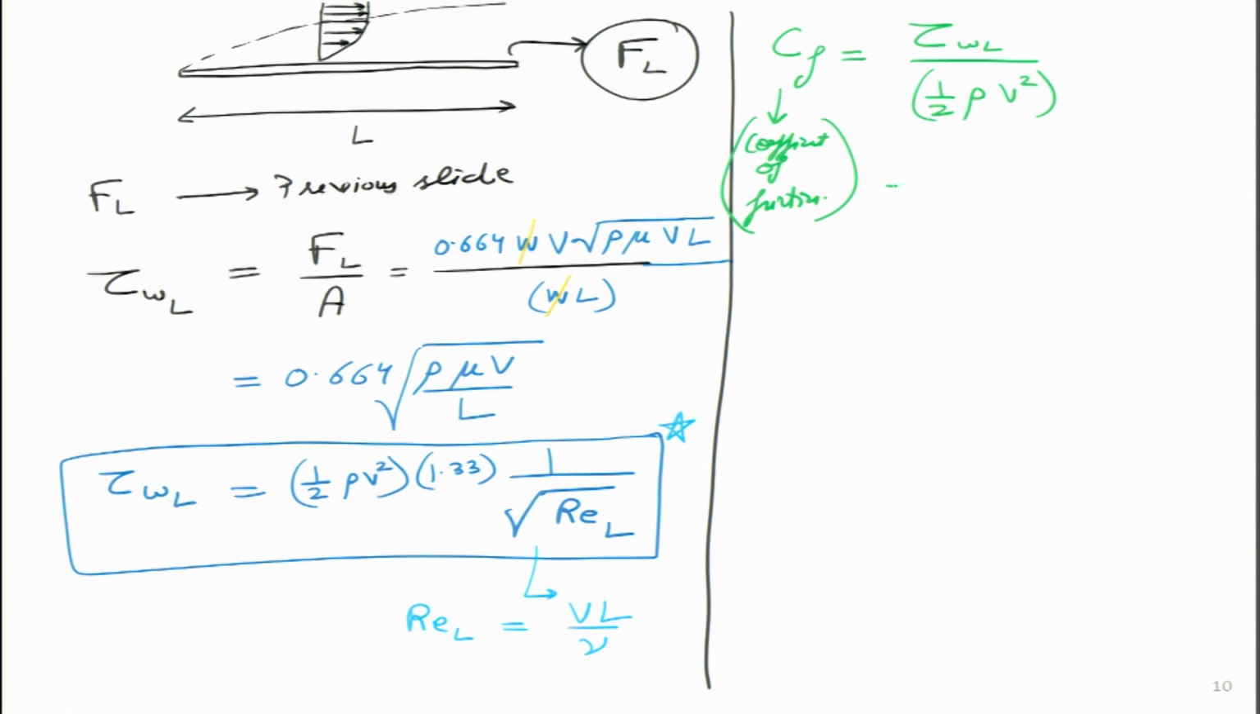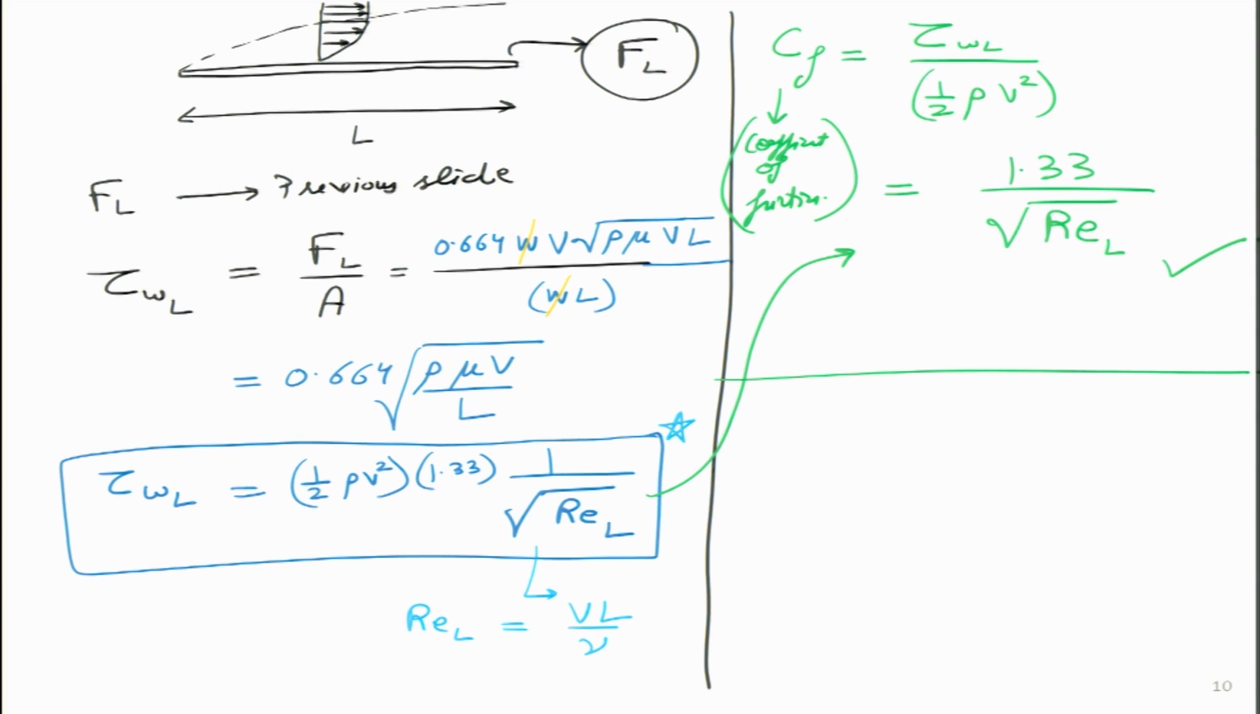And then we plug this thing over here, and all we get is 1.33 divided by square root of Re L. So, this also turns out to be a very neat equation over here, and these are all average values that we have calculated. Let me do a quick recap of what we have done in the last 5 minutes and where we started from.